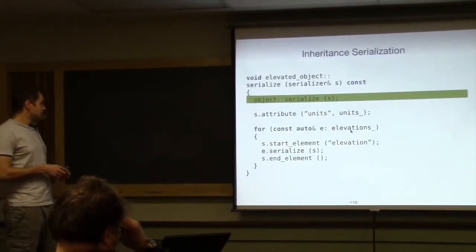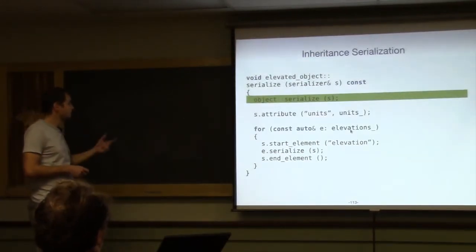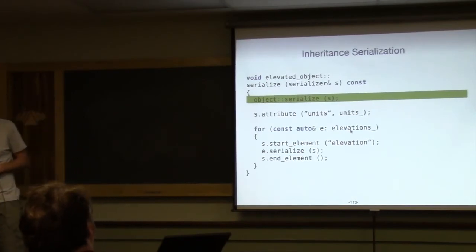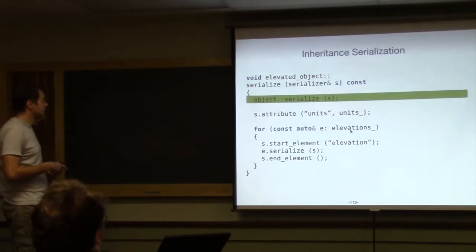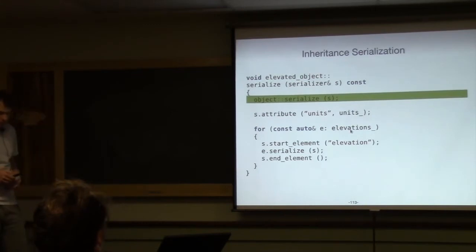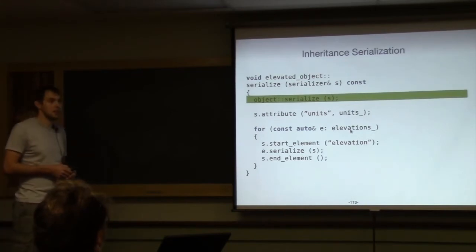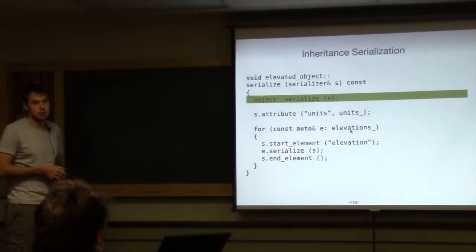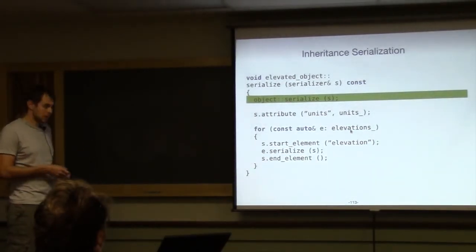We have the same problem with serialization. If we try to write this straightforward code, here's what happens. We first call the serialize function for the object, which does its thing, and then we try to add the units attribute after we've serialized the nested location elements. This is something that we cannot do.